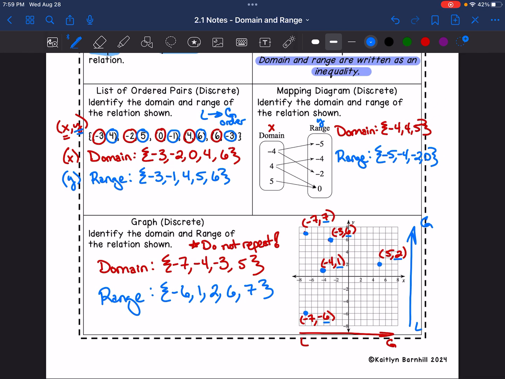All right, so that is domain and range of discrete relations. We just write a list of the x values and a list of the y values, making sure that we do not repeat within those lists.